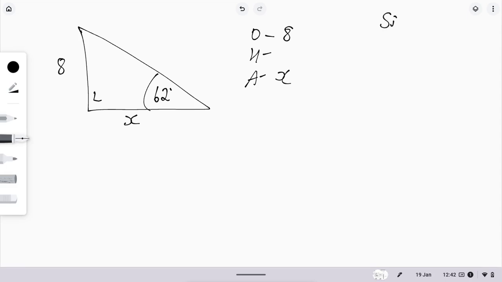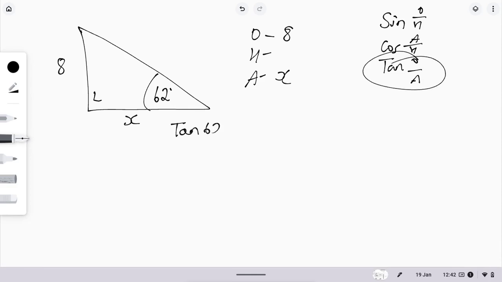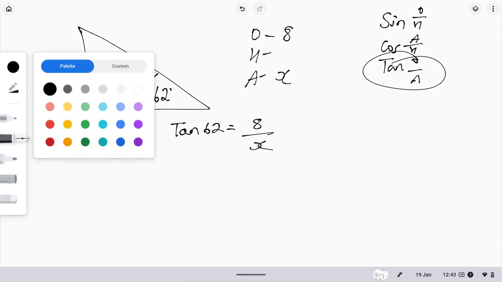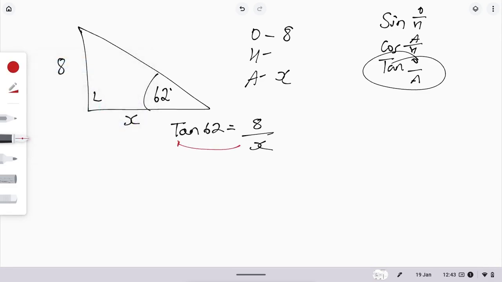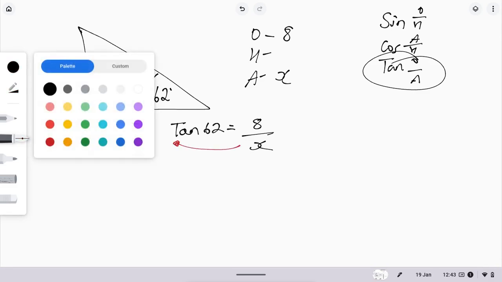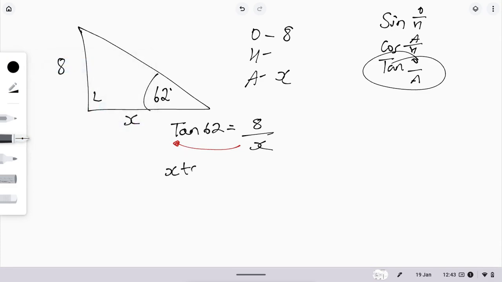So I have my rhymes there from the previous one. Write them out again. Oliver has a handful of apples. Which one is O and A? It's tan. So tan 62 is equal to O over A, which is 8 over x. Now bring across whatever's on the bottom. Not always the number, whatever's on the bottom. So the x goes in front. x tan 62 is equal to 8.